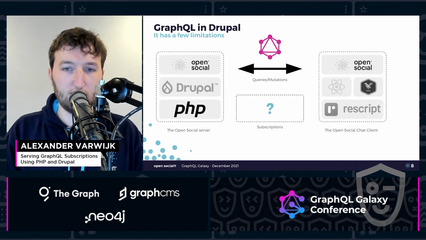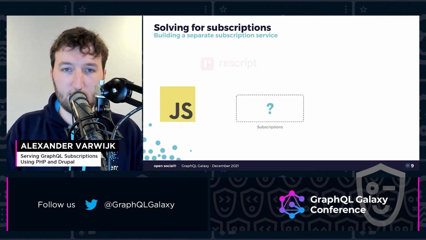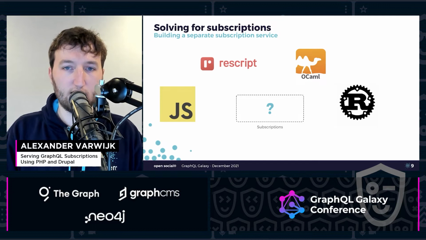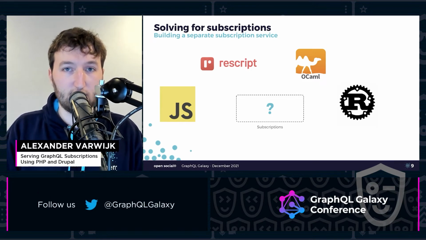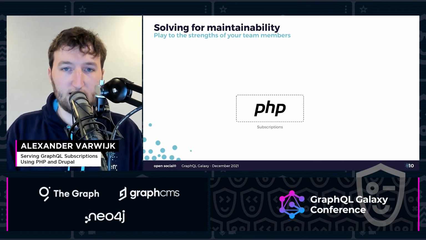This means we need an additional service to sit between our client and our web server to handle these persistent connections. We can write these servers in many different languages, such as JavaScript, ReScript, OCaml, Rust, or your other favorite language. However, since I was working with an existing team and product, it was important to look at the skills that were already present in our organization. I had to make sure that whatever was built would also be maintainable by others, or I would risk having to maintain it all by myself. With this in mind, since OpenSocial's backend developers are most familiar with PHP, we decided to use this for our subscription service too.